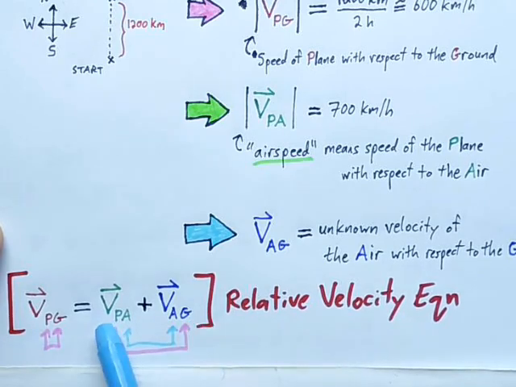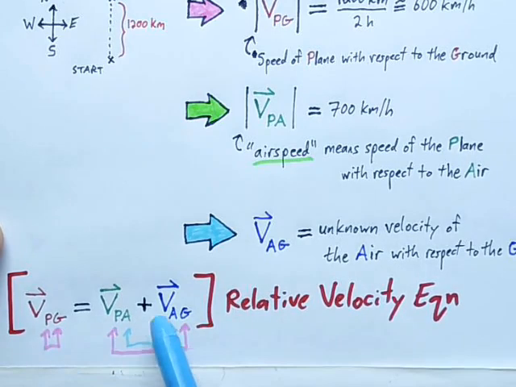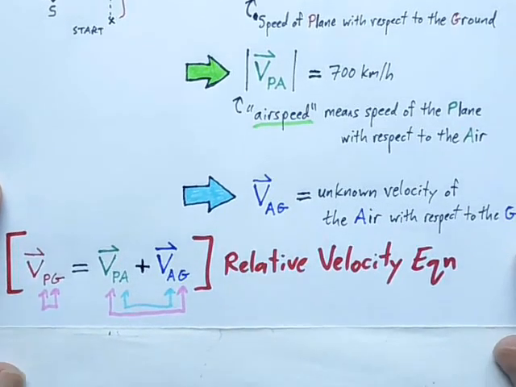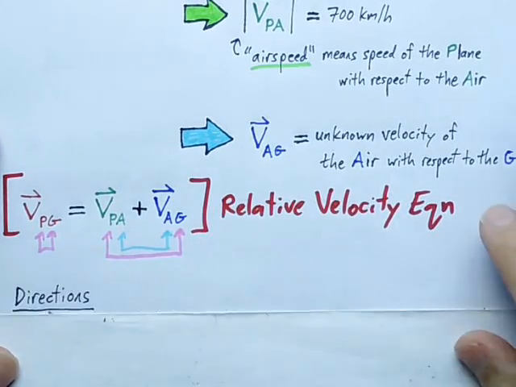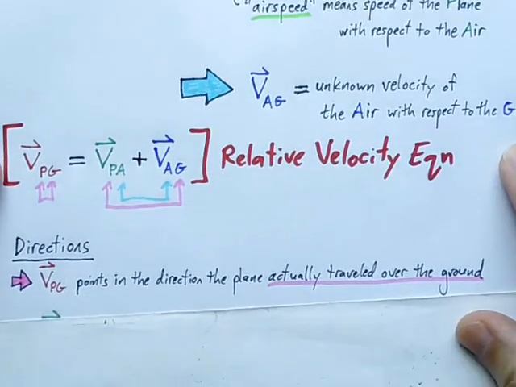The P matches up with the G, and that agrees with over here. So P and G match up with P and G and A's on the inside. There's our relative velocity equation. So we're going to use that to solve this. And this is our unknown we're trying to solve for. Let's talk about directions a bit here.